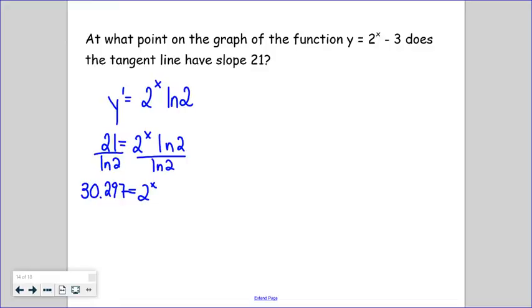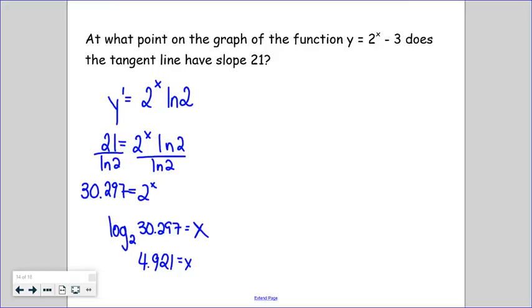Okay, and again, we're now at that exponential stage, so I would flip to logarithmic. Log base, base of my exponent. Log base 2 of 30.297 equals the exponent. That's, again, something I can just type into my log base function on my calculator. Okay, so I get x equals 4.921.